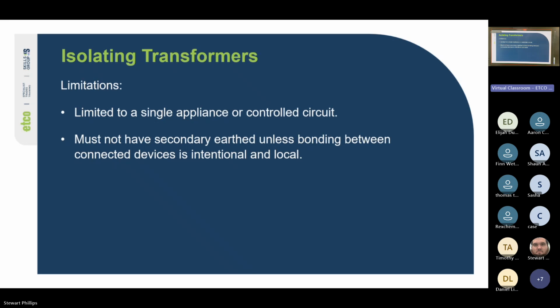Why might we need to use two appliances from a single isolating transformer? Can anyone give me a reason why we might need to use two devices from a single isolating transformer?